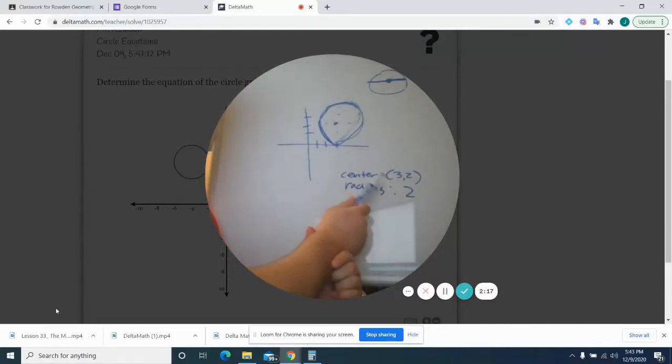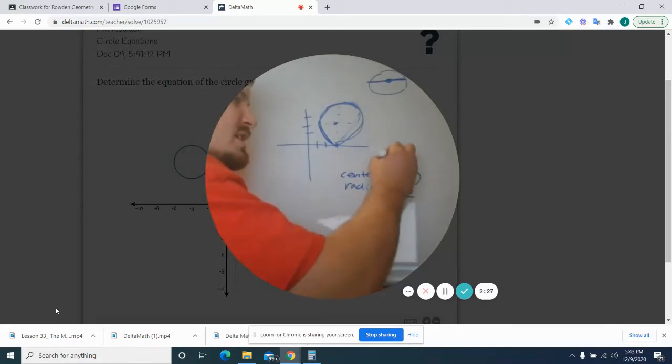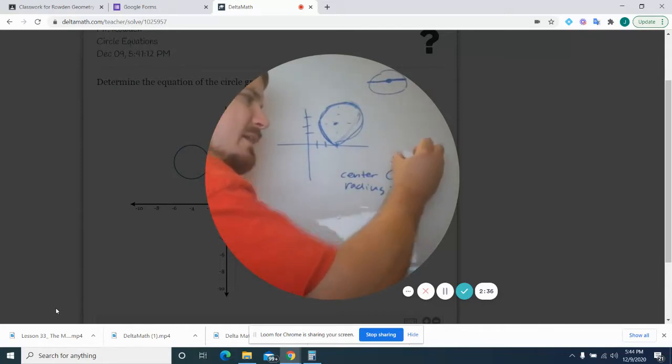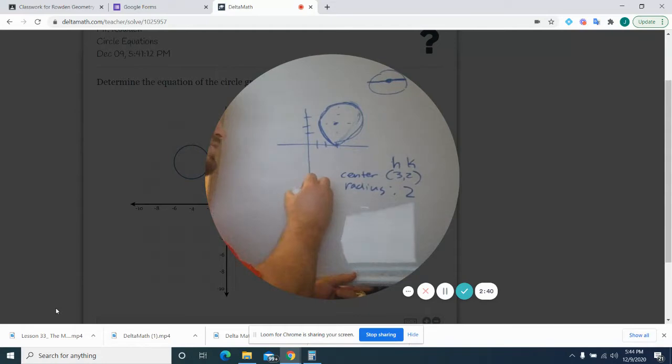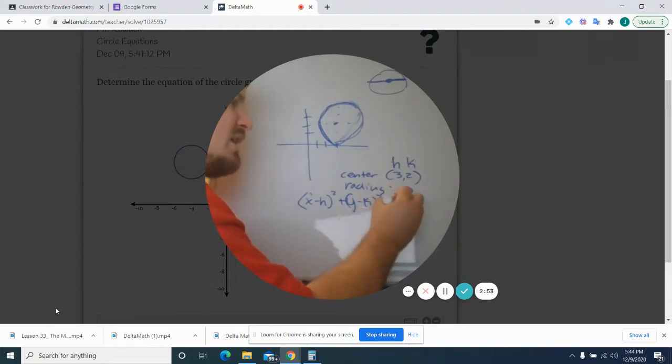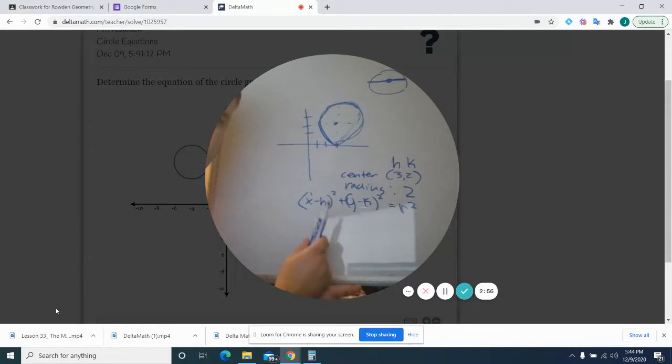These 2 pieces of information are all you need in order to write the equation for a circle. We're going to call the x part of the center h, and not x, because we use x for something else. And whatever the y part of the center is, we call that k. The equation is going to look like this: x minus h squared plus y minus k squared equals r squared.